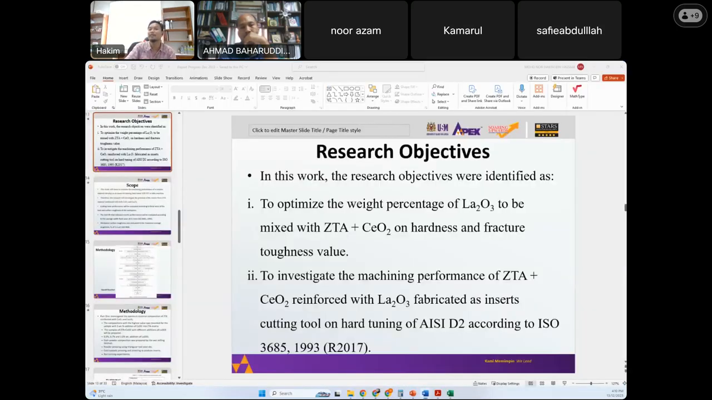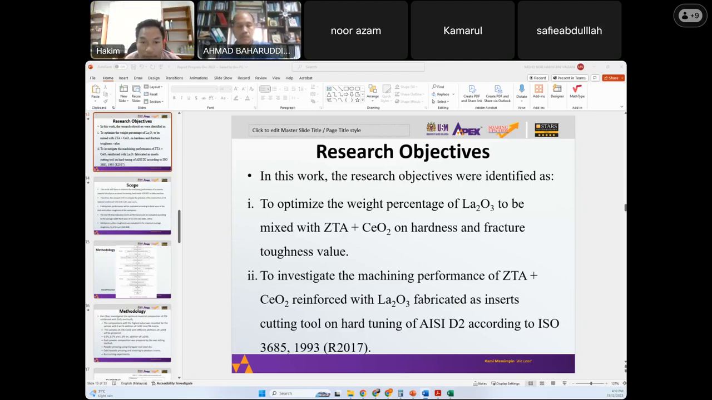To determine the optimal machining parameter on the life of the insert, the third one, using the Taguchi method. Okay, I see. So limit the work of material side. Okay, so basically focus only on the machining part. Yeah, the machining part. So how much improvement compared to the internal percentage?